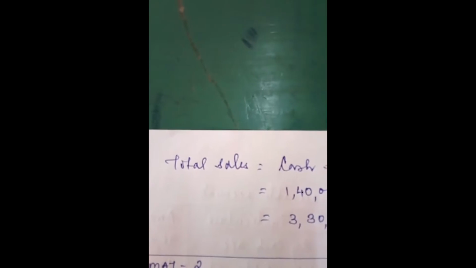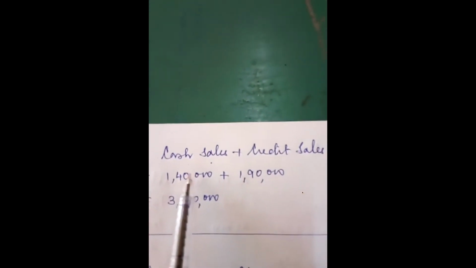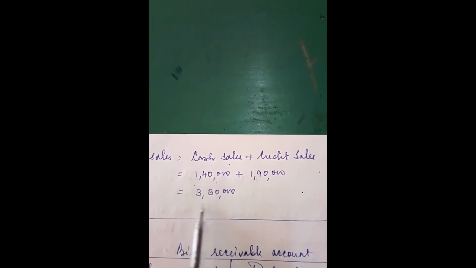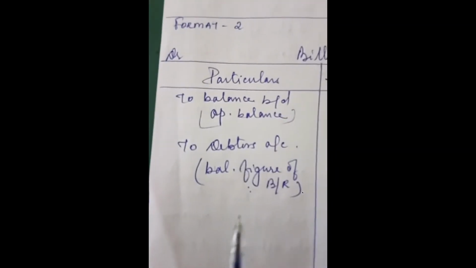Now in the question they have asked us total sales. The cash sales we did not put in the format. We will not do it. So to find out the total sales, we take cash sales plus the credit sales which we got from the format. So the cash sales is 1,40,000 plus the credit sales 1,90,000. When we add these two, we get 3,30,000.